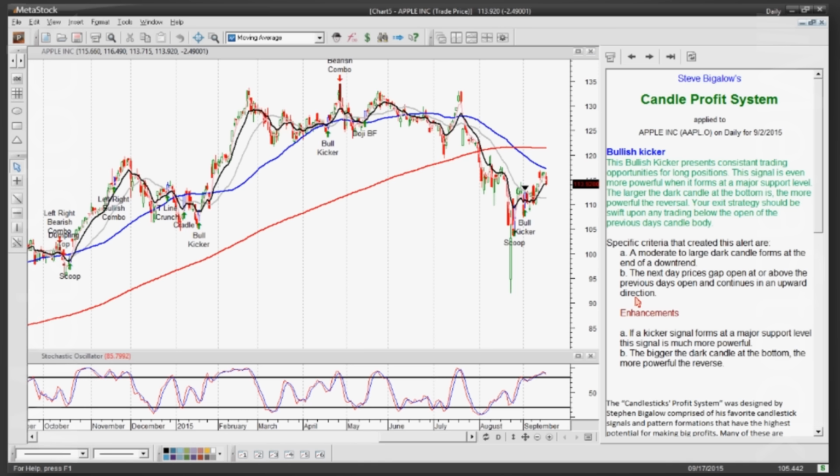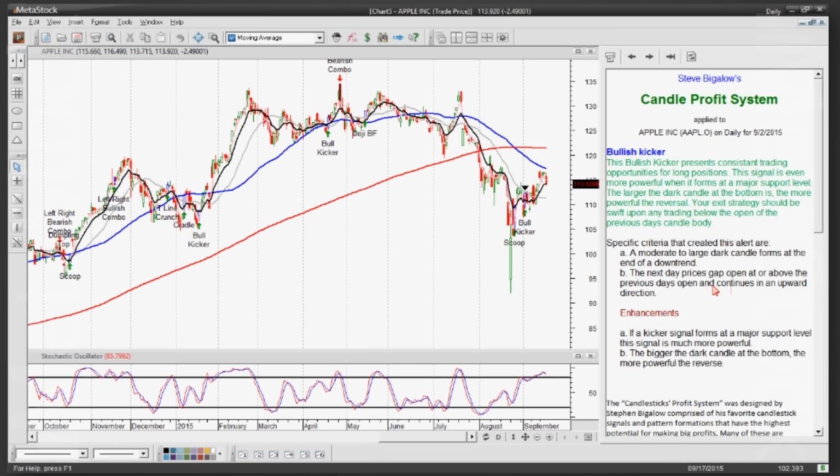Because they're somewhat subjective patterns and we left it a little bit loose, we wanted to give you an idea of the criteria of this particular trade. So we're looking for a moderate to large dark candle. The next day prices gap up at a previous direction. And sometimes you'll have 2 or 3 things that we're looking for to identify this on the chart.